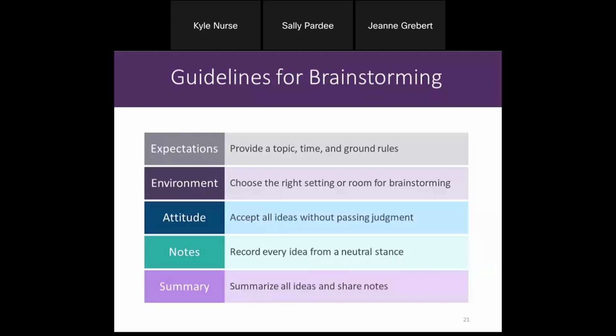Next, you need to choose the right environment or setting for brainstorming. You want to make sure there's enough room for everyone so that they can see each other. There should also be a whiteboard or an easel pad for note taking. Remind the group that attitude is very important. Everyone should keep an open mind, and once again, all ideas should be accepted without judgment.